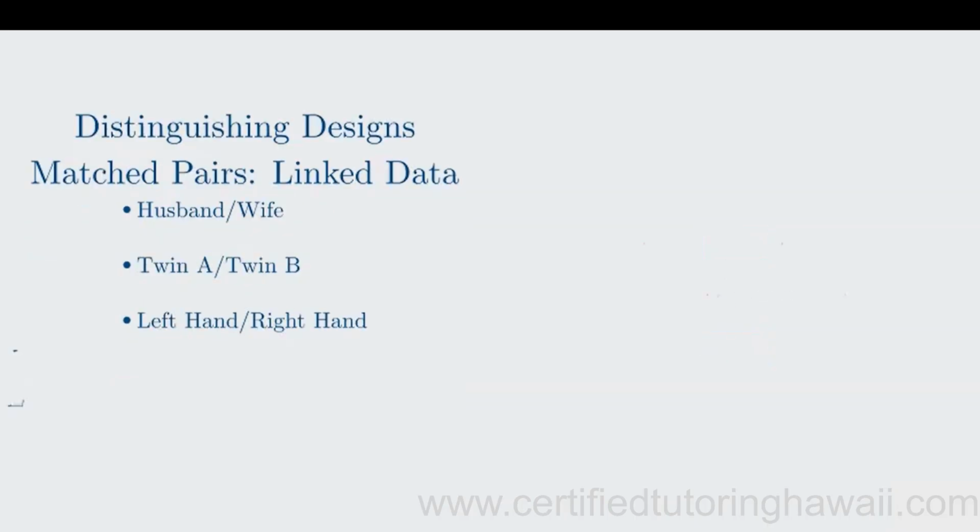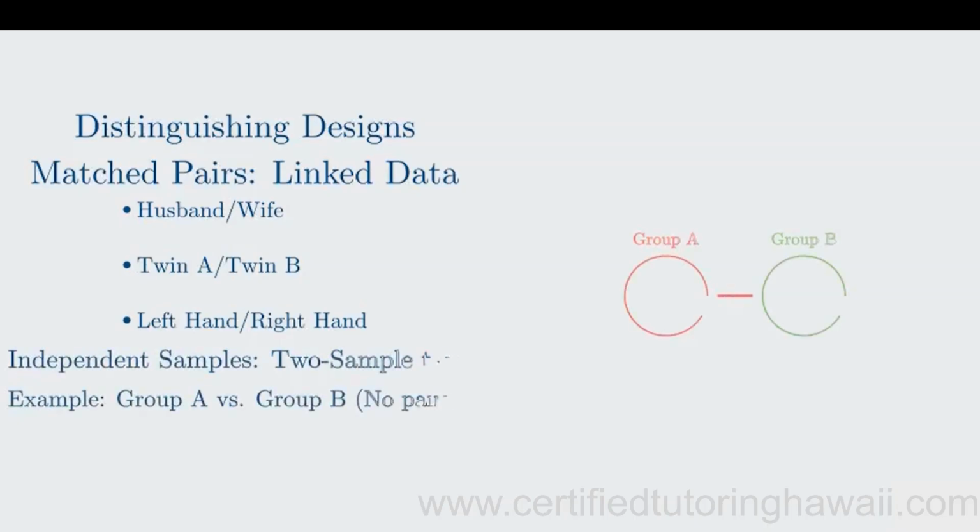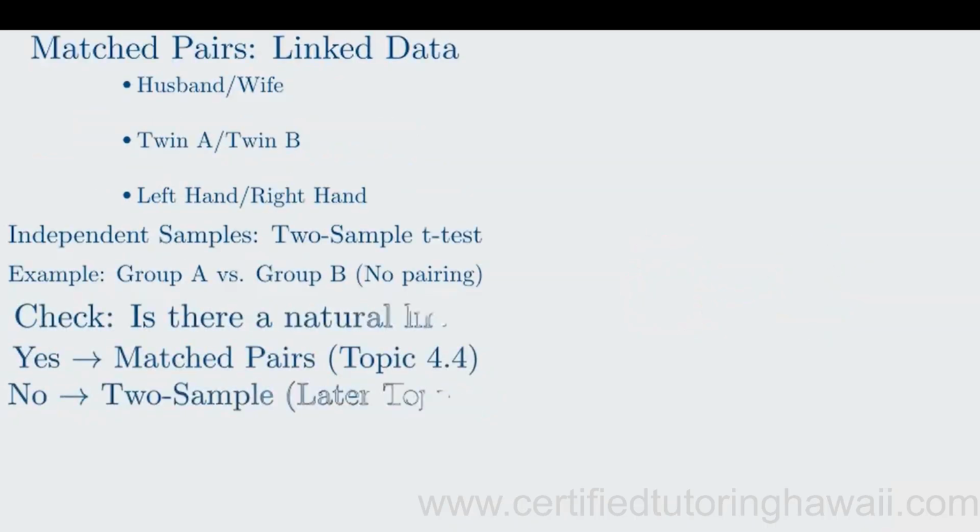If you have two separate groups that have no relationship to each other, for example, a random sample of 50 students from California and a separate random sample of 50 students from New York, that would require a two-sample test, which is a different topic. Always ask yourself, if I move a data point in the first group, does it force me to look at a specific data point in the second group? If the answer is yes, it's matched pairs.